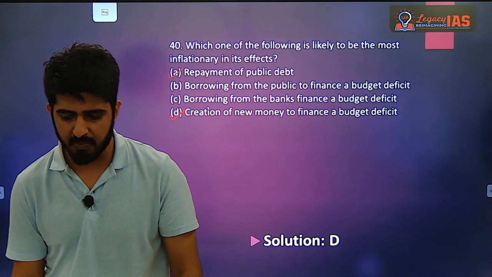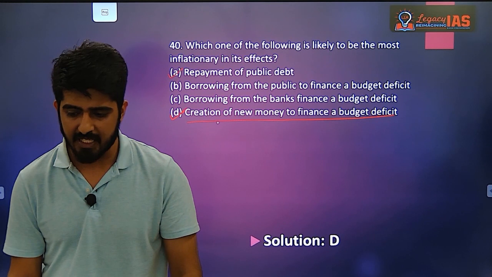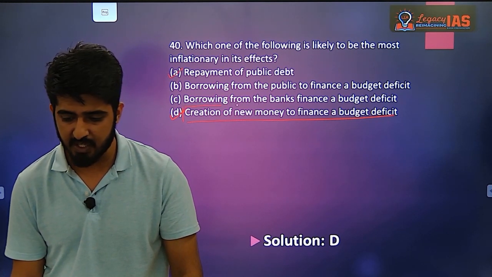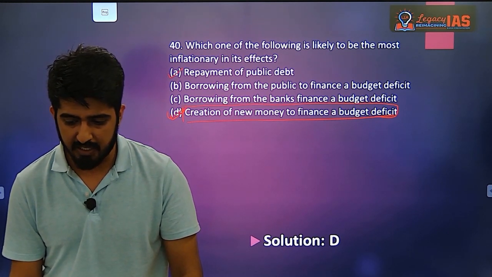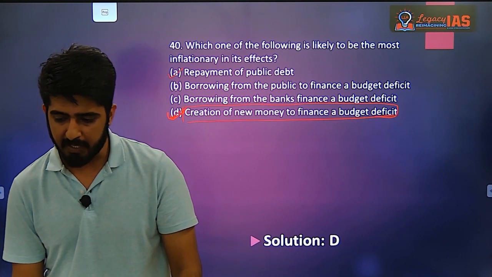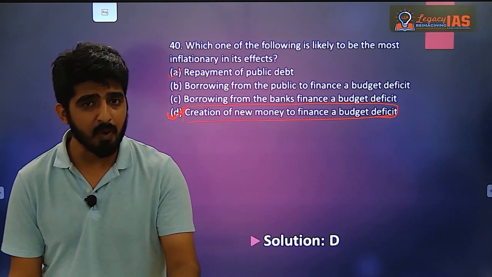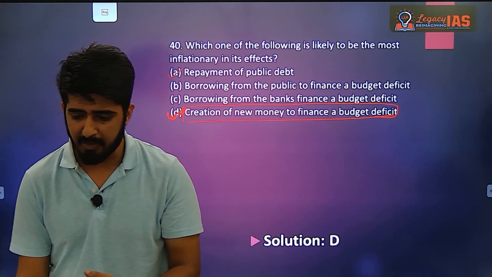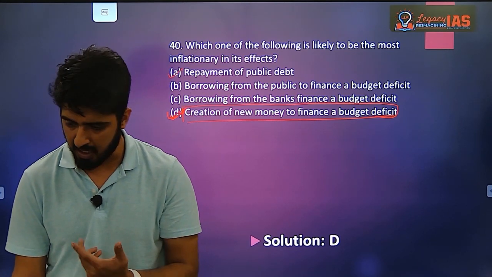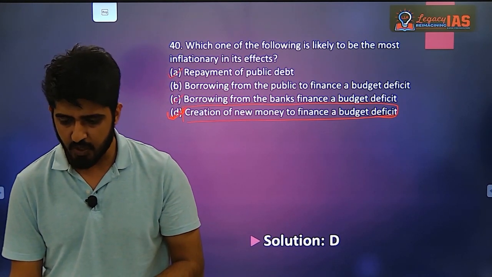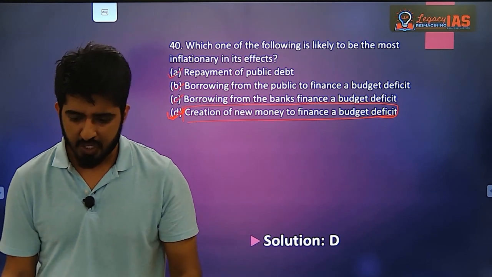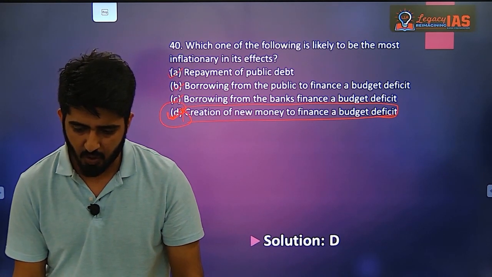Look at the last option, creation of new money to finance a budget deficit. Just to fill the deficit, you are creating new money. So D would be the correct answer. So borrowing from the public to finance a budget deficit, no problem, you are sucking out the liquidity. Borrowing from the banks to finance a budget deficit, again, you are sucking out the liquidity from the system. So the answer should be D, not the first three.